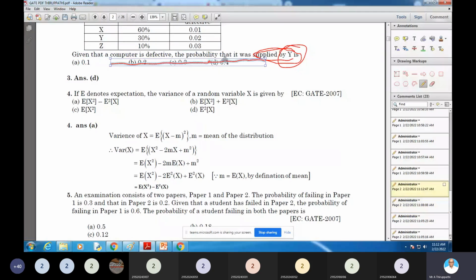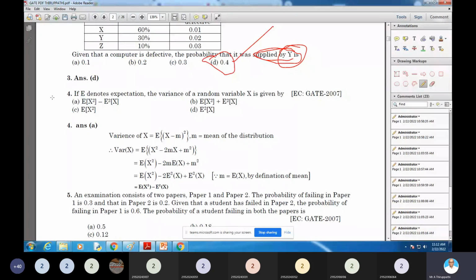Now the fourth one, a very simple problem. If E denotes the expectation, the variance of a random variable X is given by E of X square minus E of X the whole square. This is called the variance formula. Once again.